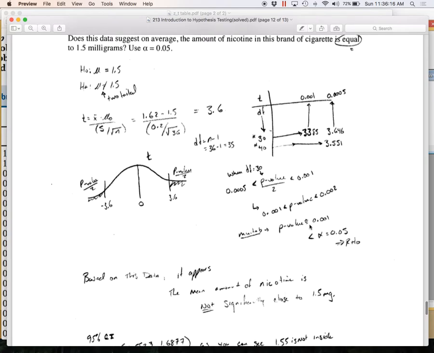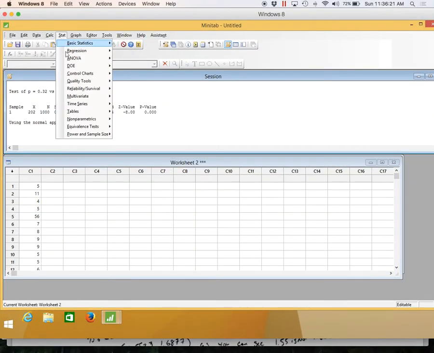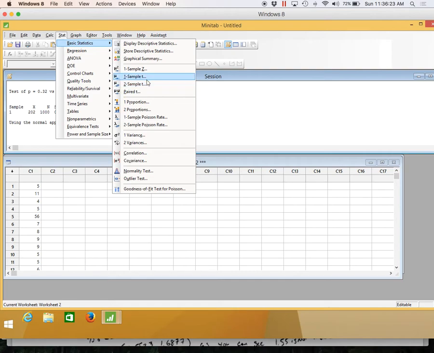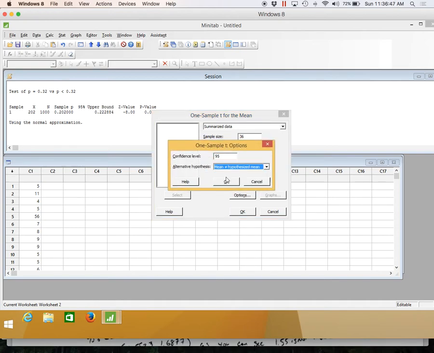Let's see what happens when we do this in Minitab. Going to go to Stat, Basic Statistics. This is a one sample t, where the sample size is 36, and the sample average is 1.62. The standard deviation was 0.2, and the hypothesis was 1.55, and the sign in the hypothesis was the not equal to.